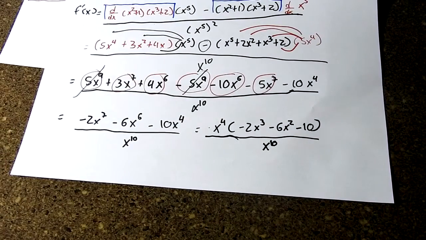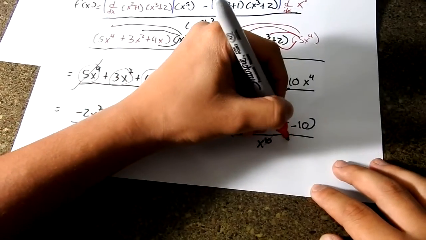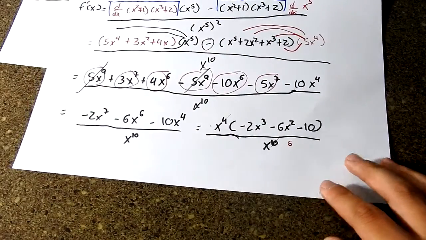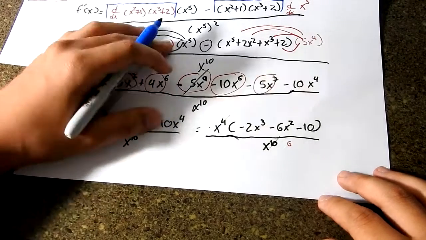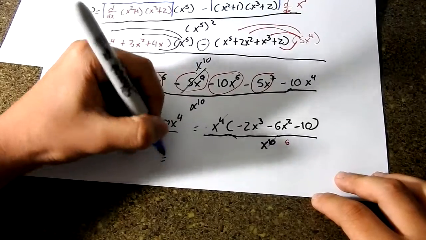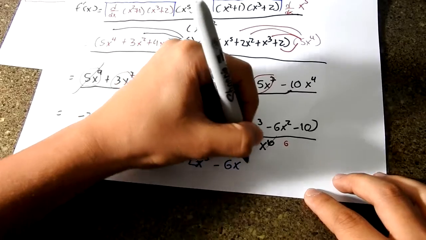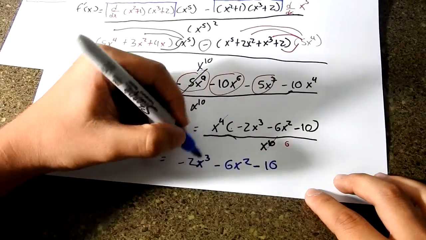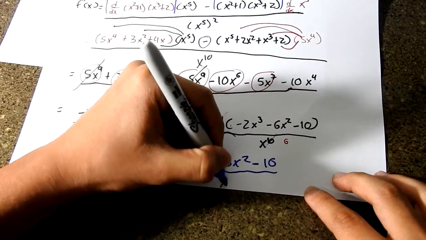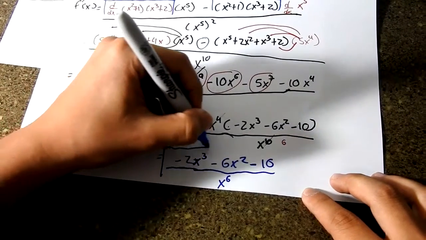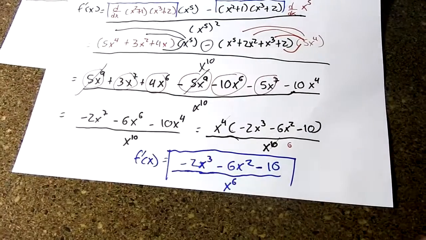So now what I'm going to do is simplify here. We're going to have 4 and 10, which is going to be 6. So now our final answer is just going to be what remains here. We're going to have minus 2x to the 3rd minus 6x squared minus 10 over x to the 6. And this is the final answer for f of x.